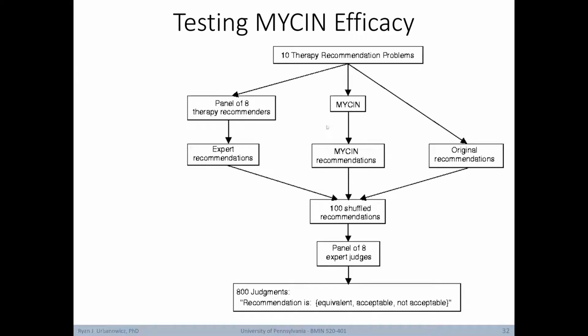After its development, MYCIN was tested to see how effective it was. Starting from 10 therapy recommendation problems, these were handed to a panel of therapy recommenders, the MYCIN expert system, and compared to the original recommendations for these problems. These recommendations from different sources were then combined and shuffled so that a panel of judges didn't know which recommendation came from which source. And then this panel of judges decided if each group of recommendations was equivalent, acceptable, or not acceptable for a given problem. This study showed that MYCIN performed as well as some experts and considerably better than junior doctors. So obviously there was some clinical value to this even very early expert system.